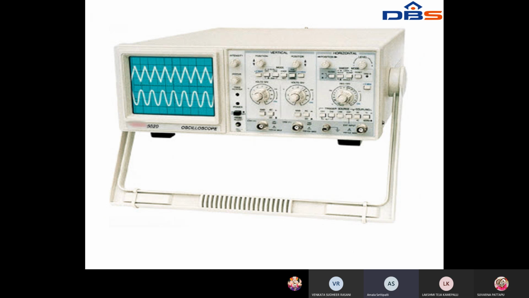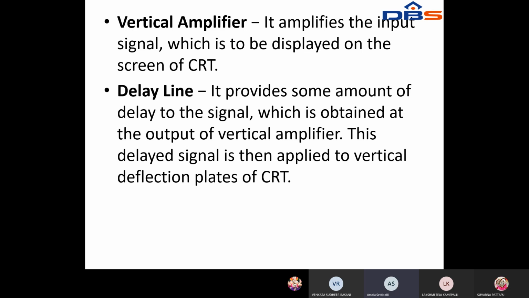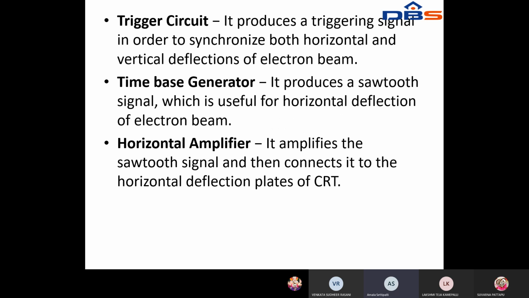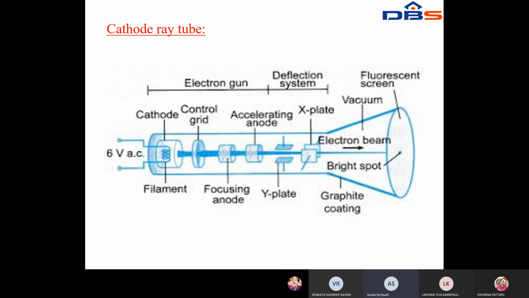This was discussed in the earlier class. This is the CRO; you have to see it in the EDC lab. The cathode ray oscilloscope consists of a vertical amplifier, delay line, trigger circuit, time-base generator, horizontal amplifier, CRT and power supply. You have to discuss the purpose of all these components of a CRO, and you also have to discuss the operation and construction of the CRT.